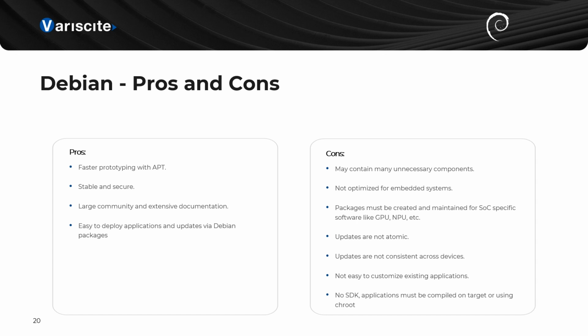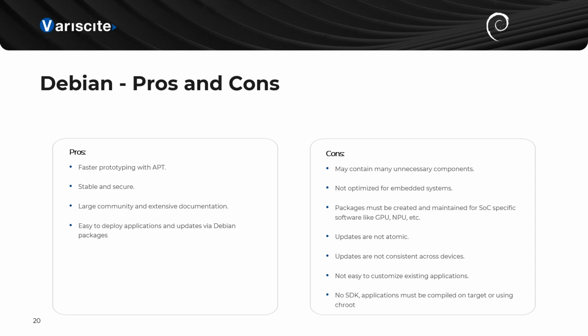Customizing existing applications in Debian can be challenging. Unlike some other OSs that are designed with flexibility in mind, Debian's structure may require more effort to adapt applications to your specific needs. Debian does not provide a dedicated software development kit, which means that applications must be compiled on the target device or using a chroot environment, which can complicate the development workflow.